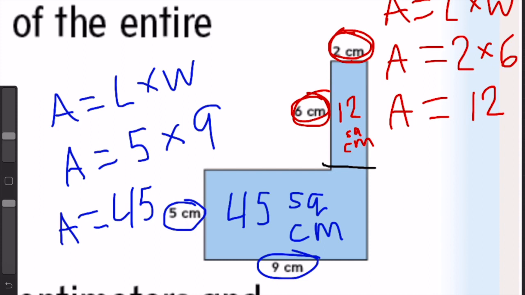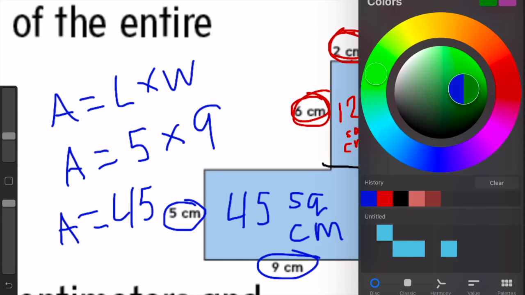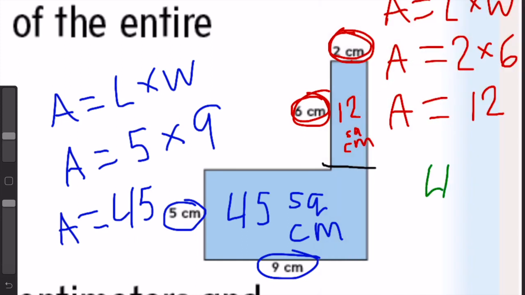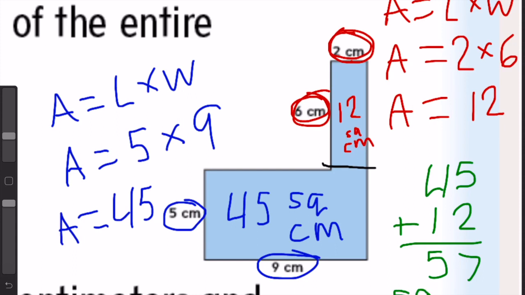Now I know the area of both of these rectangles. So to find the area of the entire composite shape, I have to add those two numbers together. 45 plus 12. 5 plus 2 is 7, 4 plus 1 is 5. So my total answer altogether is 57. 57 what? 57 square centimeters is my answer for my total composite shape.